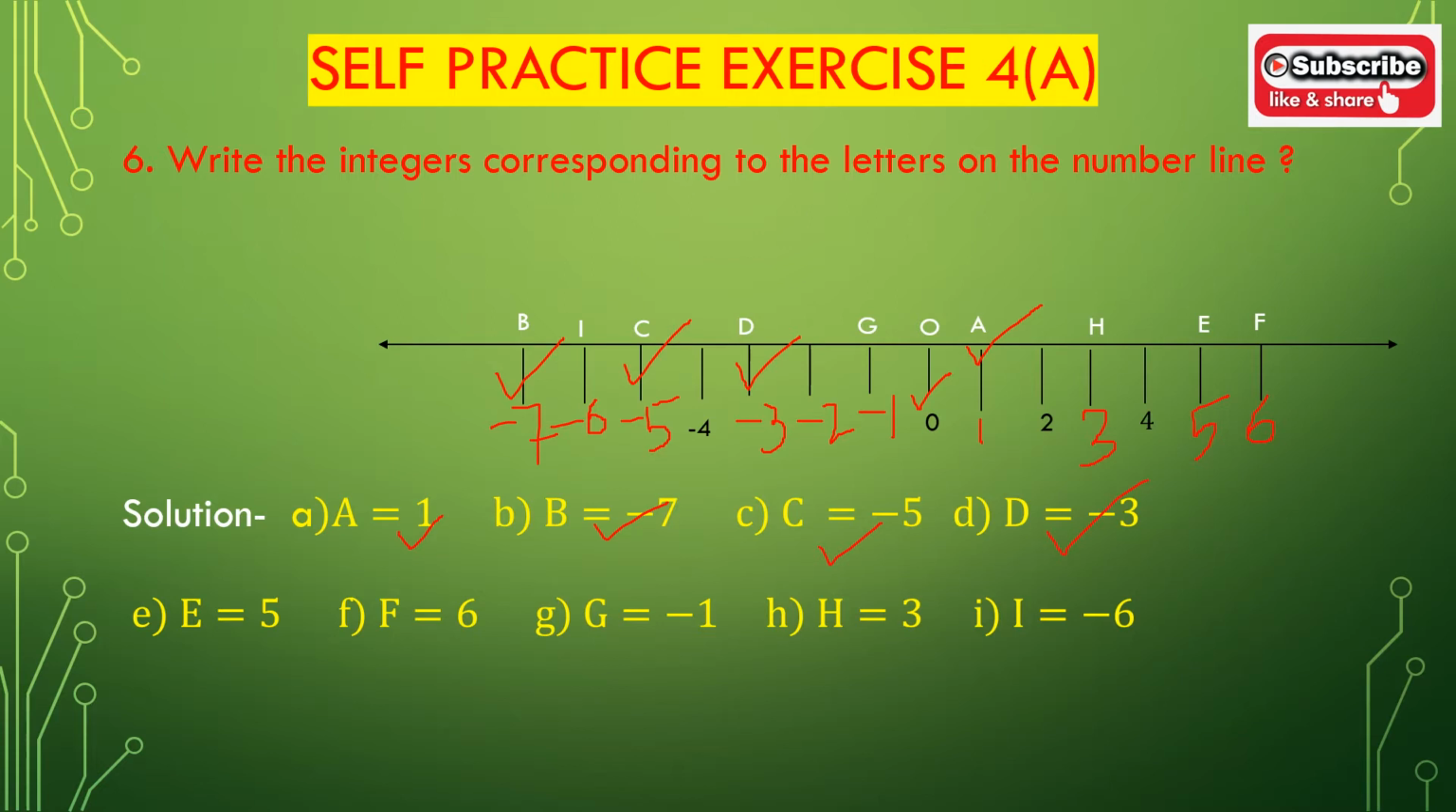Then E is 5 positive integer. Then F is 6 positive integer, F is 6 positive integer. Then G is minus 1 negative integer, G equal to minus 1 negative integer, and H is plus 3 positive integer, H equal to 3 positive integer. Then I is minus 6, I equal to minus 6 negative integer.